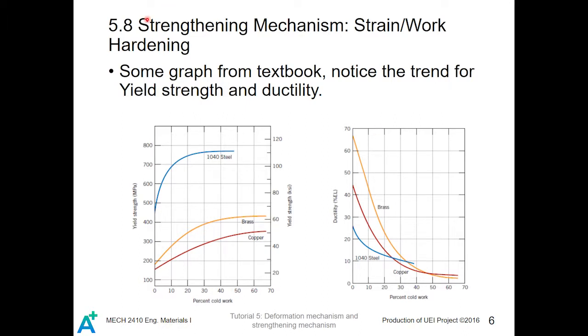Again, there is some graph from the textbook. Notice the trend for yield strength and ductility. If the yield strength is work hardened to be higher, that means the ductility will be decreased. If the yield strength is low, that means the material hasn't been cold worked enough, then the ductility will be large. As shown here, you can see the corresponding trend for these two graphs. The graph at the left is the yield strength, and the graph at the right is the ductility.